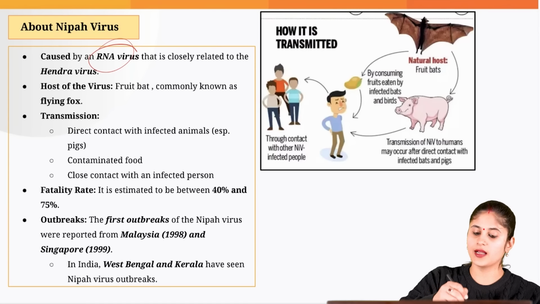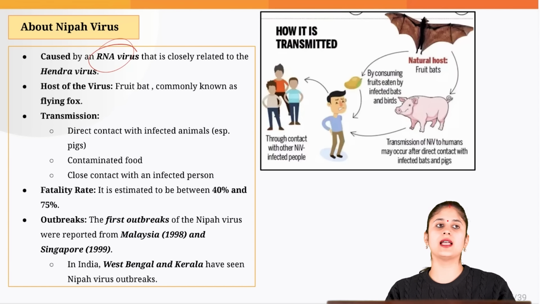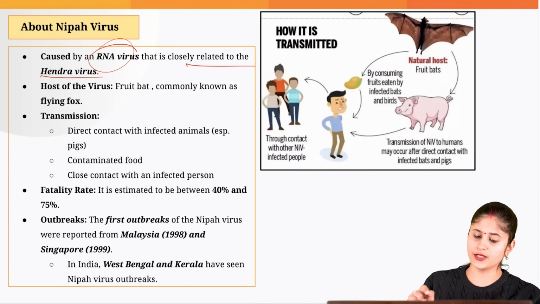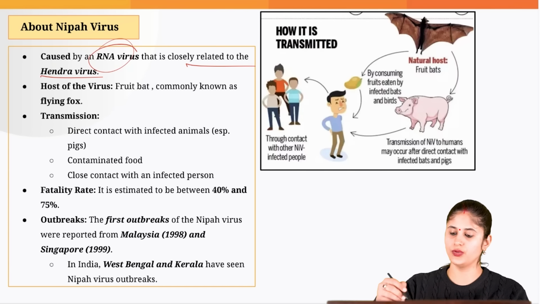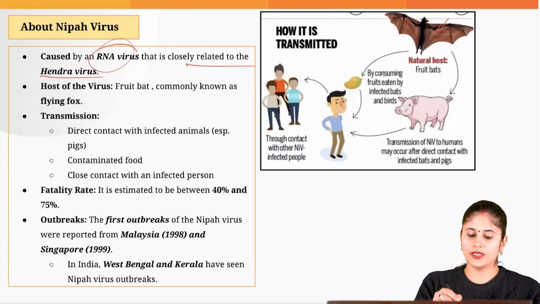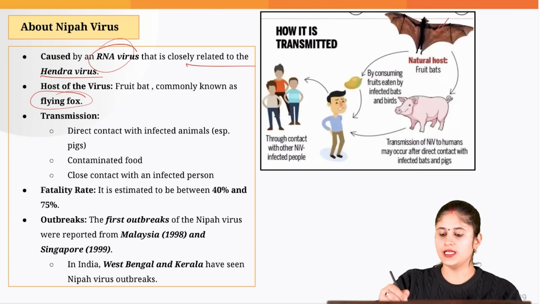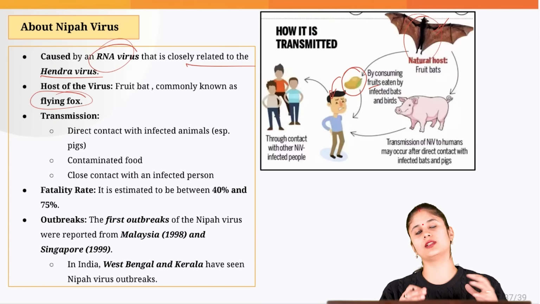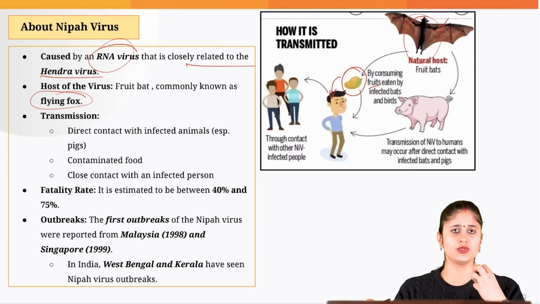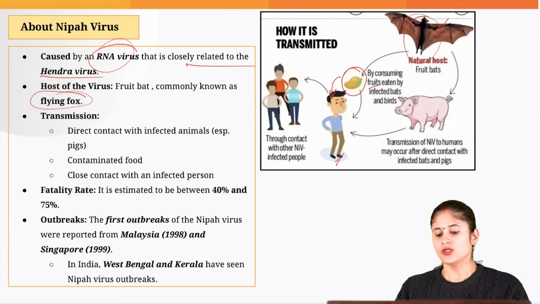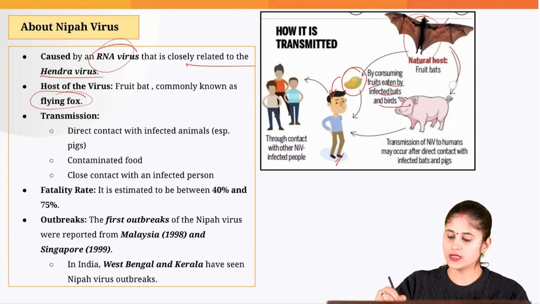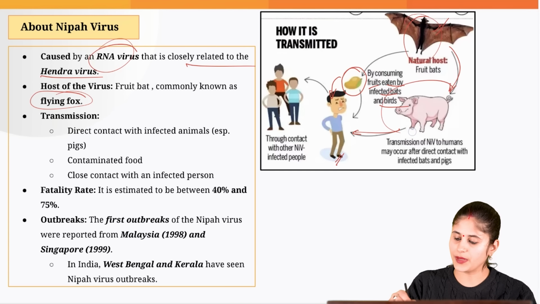It is caused by an RNA virus. RNA viruses have the ability to replicate very fast. It is closely related to the Hendra virus, and the host of the virus, as I told you, is the fruit bat, which is commonly known as the flying fox also. What happens is these flying foxes actually consume the fruits which are eaten by people. Like in the case of West Bengal, the authorities have pointed out that it might be because people have consumed raw date sap. So, you can directly eat the fruits eaten by the infected bat, or it can be indirectly transferred through the pig also.